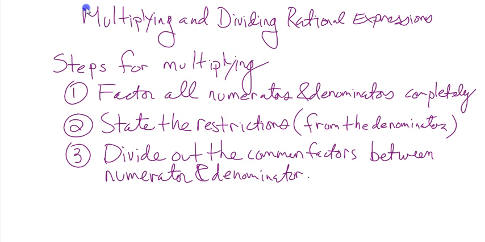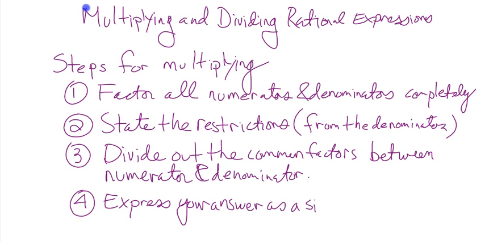These three steps look familiar? Exact same three steps from yesterday, right? Factor everything, state restrictions from the denominators only, divide out the common factors, and express your answer. So now here we get a little different. So express your answer as a single rational expression. Okay, and we'll go with RE for rational expression. So them's the four steps, right?